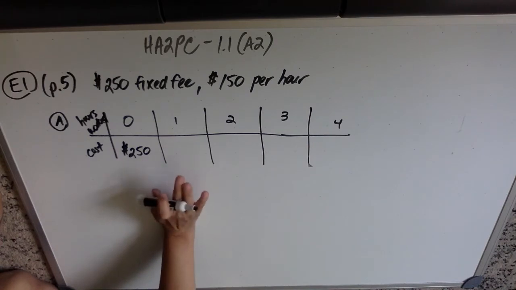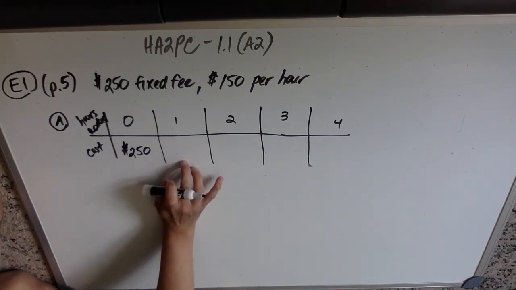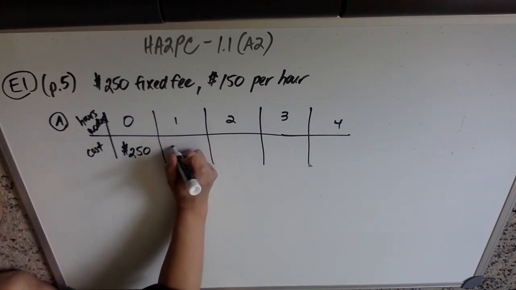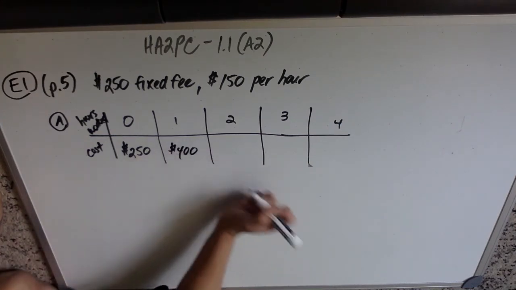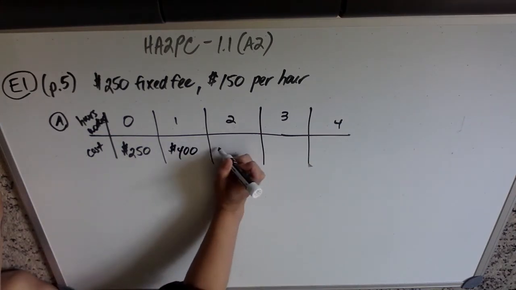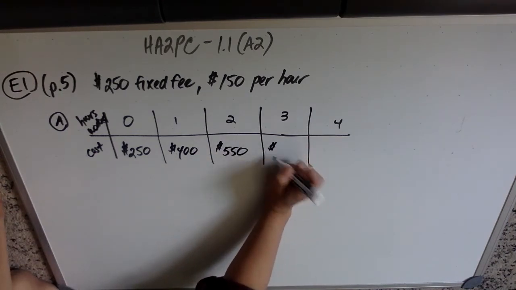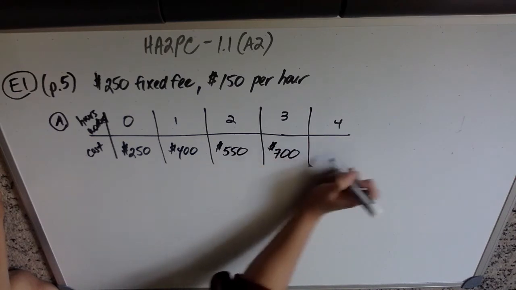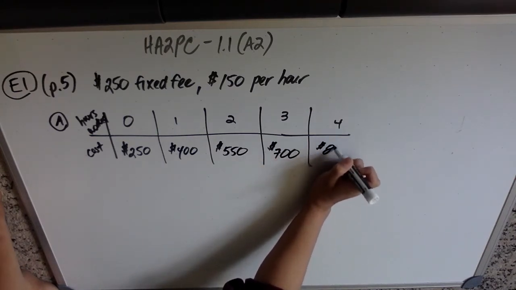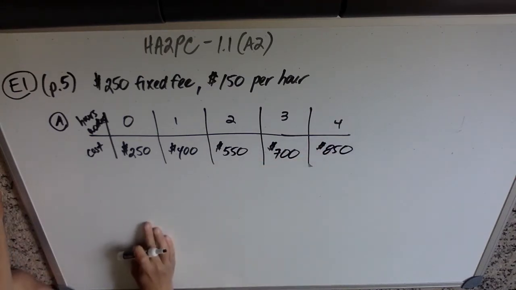If you walk in the door and then work with them for an hour, you have the $250 flat rate that you paid, plus the hour, so that would be $400, right? For each additional hour, you pay another $150, so this would be $550, right? This would be $700, right? And this would be $850, right? Whew, not cheap.